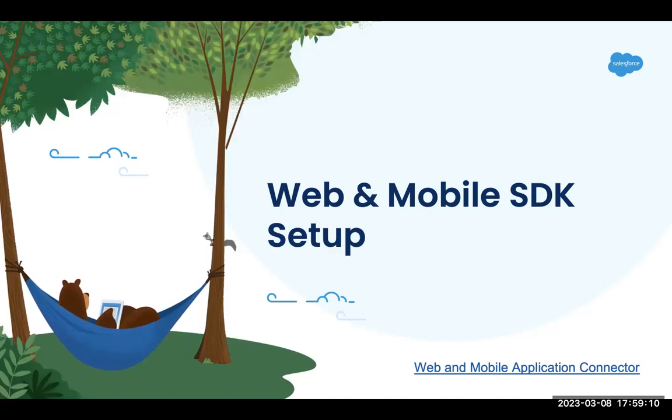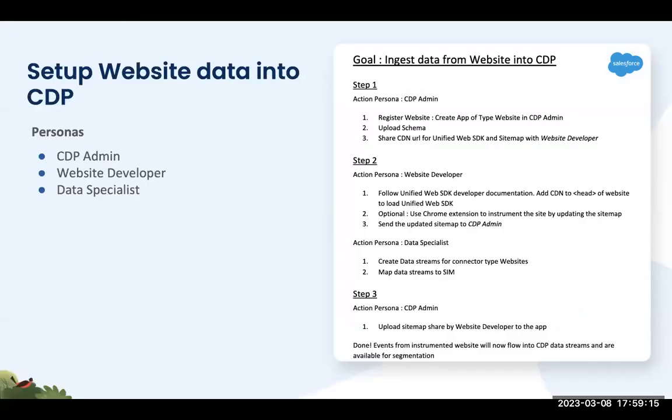So now let's look into our web and mobile SDK setup. Step number one: there are different kinds of personas, as I said. In order to set up the website data into CDP, three personas are required: one is the CDP admin, the other is the website developer, and the other is the data specialist. Step one is that a CDP admin will register the website. He'll create an app inside CDP, and then upload the schema.